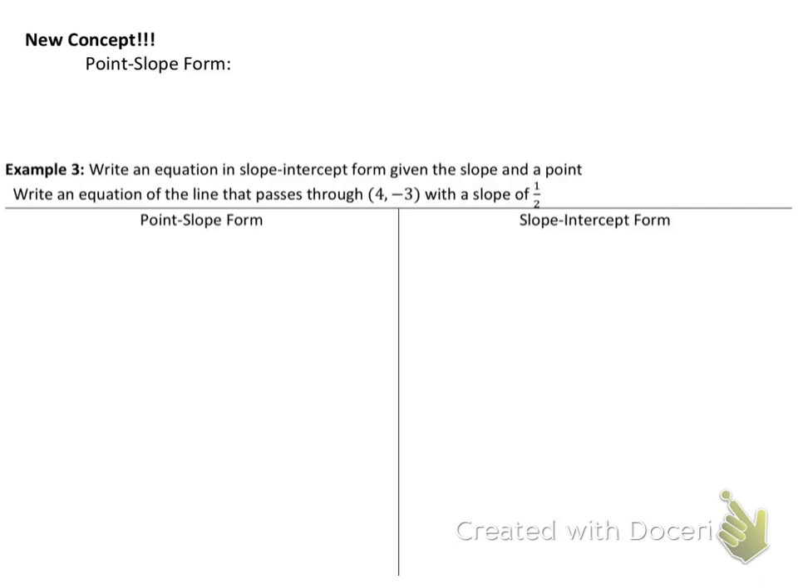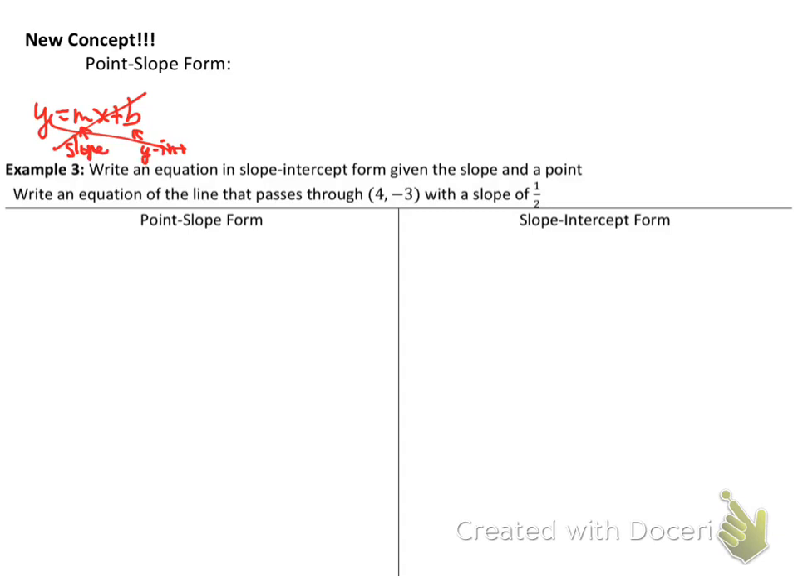So we have had slope-intercept form, which is y equals mx plus b. But now we can use point-slope form. So remember, y equals mx plus b, okay? That is the slope-intercept form because you're given the slope and the y-intercept. So that's why it's called slope-intercept form. But now we've got point-slope form.